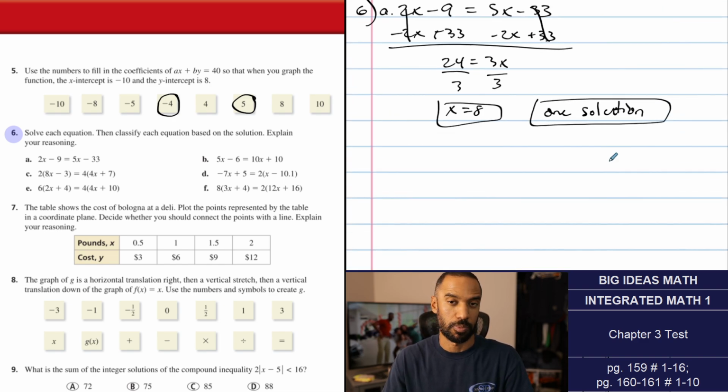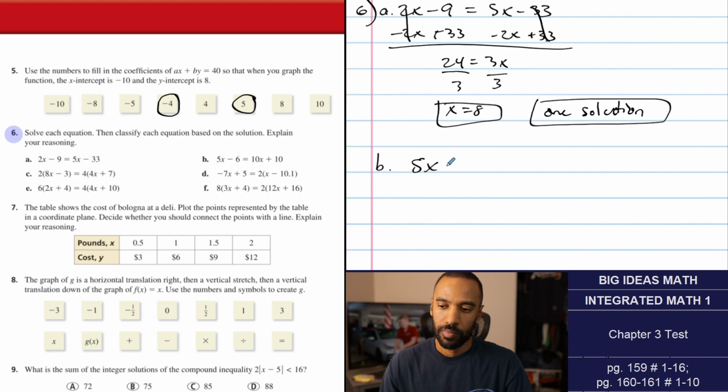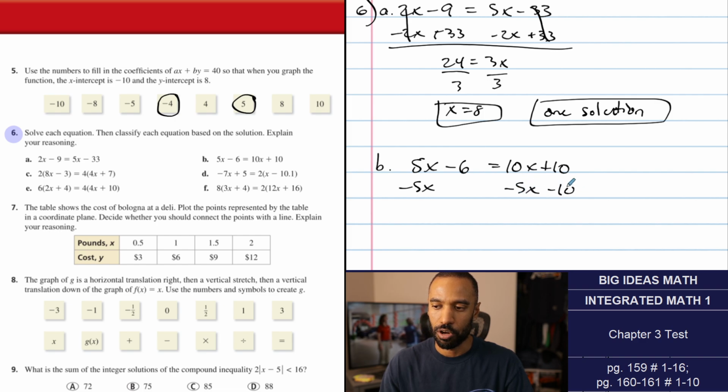Honestly, guys, I'm not going to do the explanations. I'll state them out loud for you. You get one answer. There's one solution. Part B. 5x minus 6 equals 10x plus 10. Once again, I'm going to make my x terms positive personally. So subtract 10 over here.